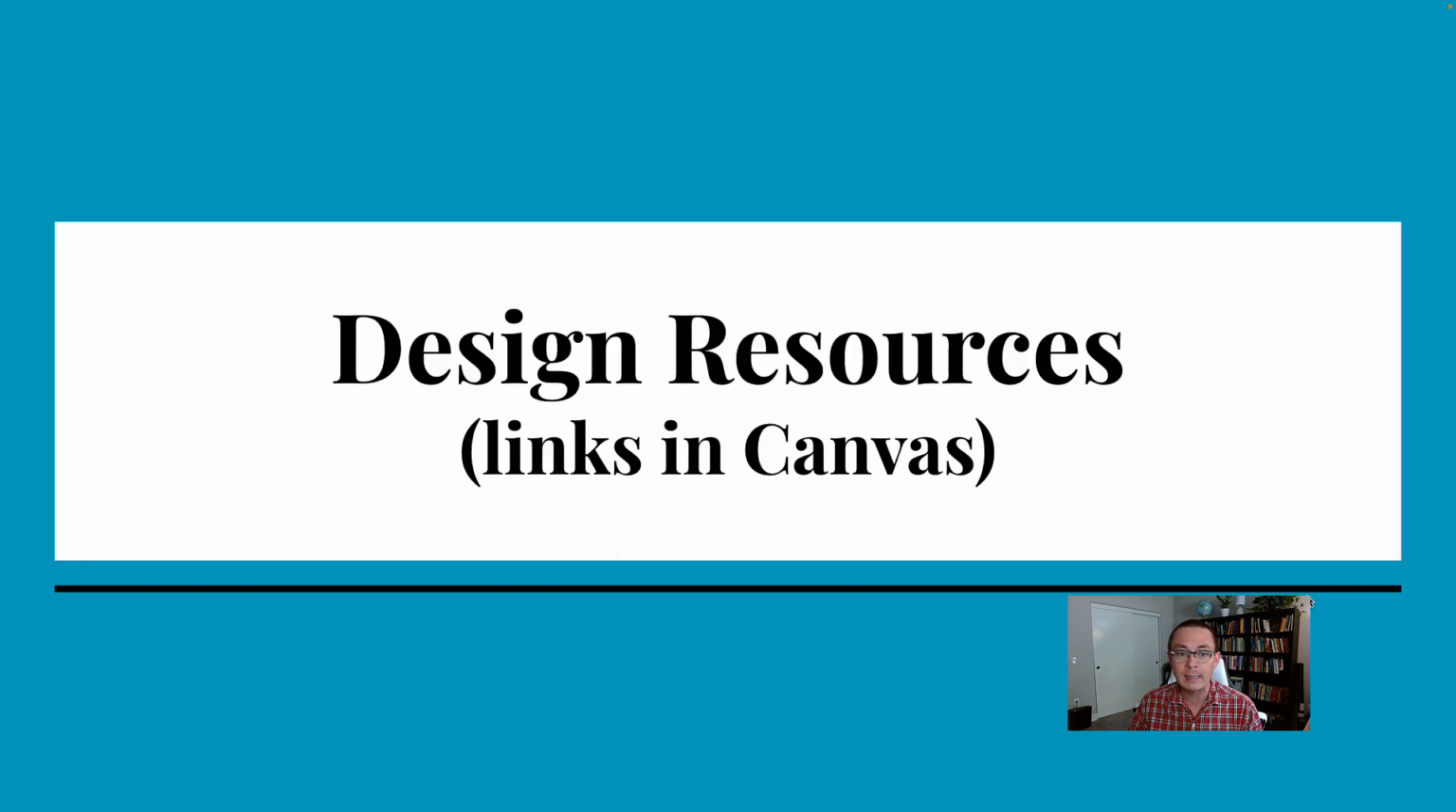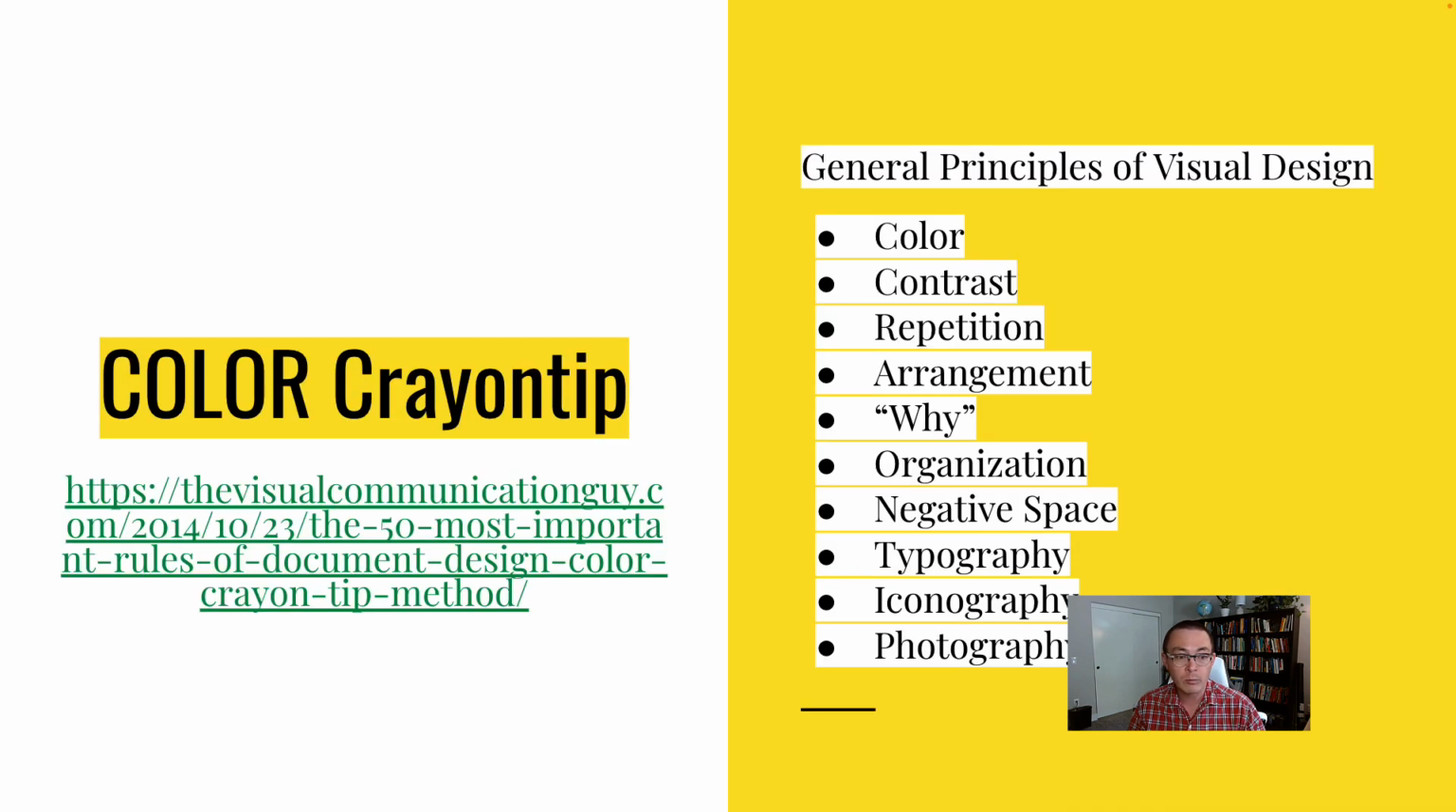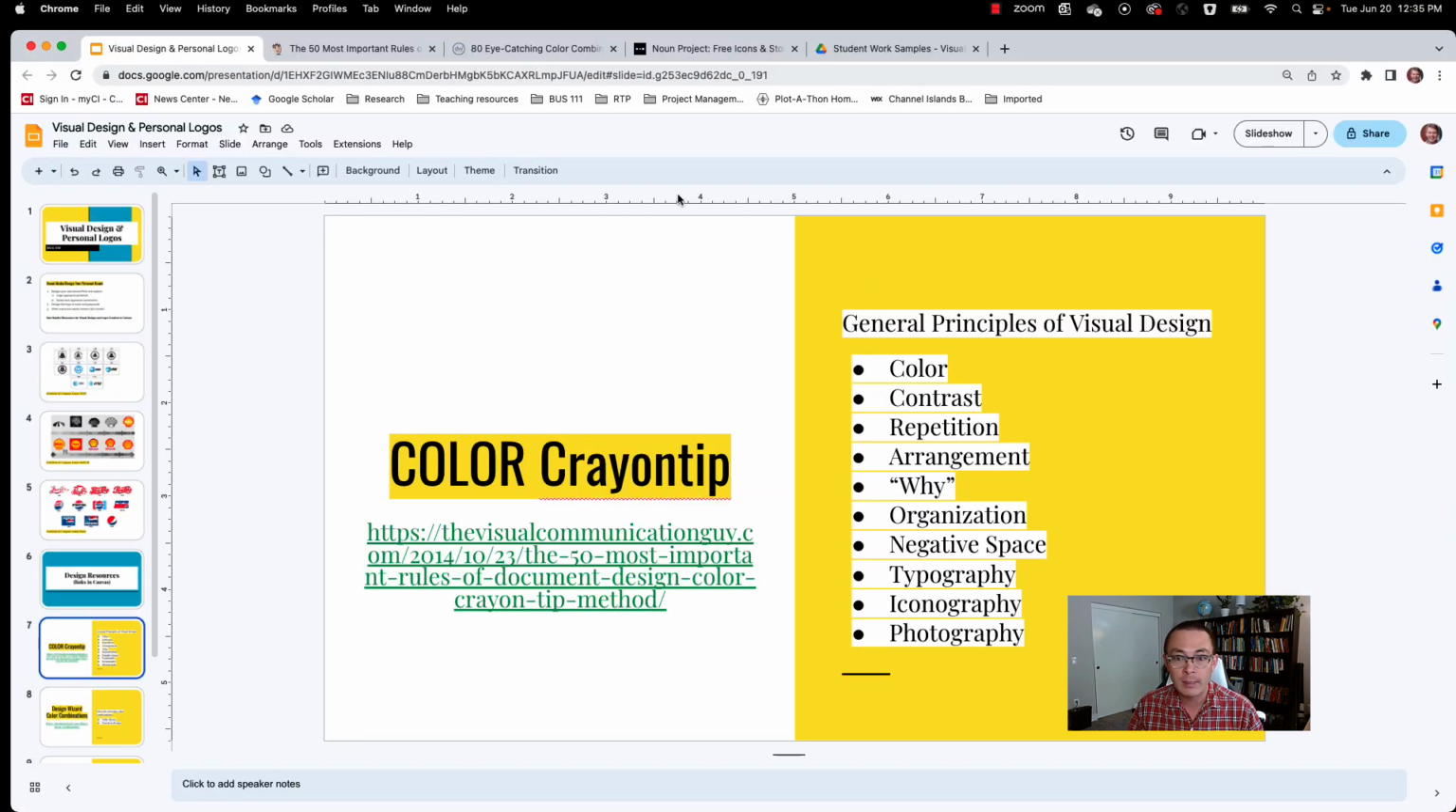So just some ideas to kind of get things started, and I'm going to kind of pivot here between these slides and the web pages themselves. All of these are linked in Canvas, and I encourage you to explore them if they're helpful to you. This first one is really one of my all-time favorites. It goes by this acronym called Color Crayon Tip, and each of those letters actually stand for something. So I'll take a look at this website here.